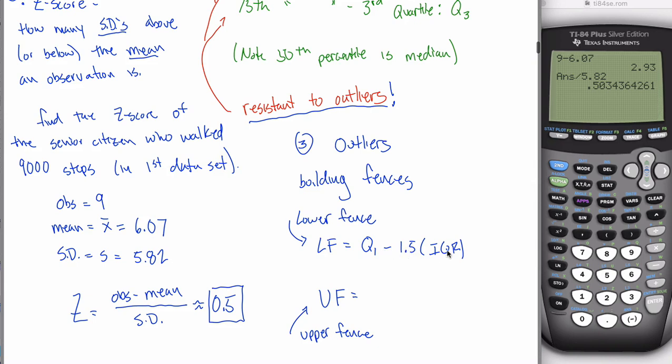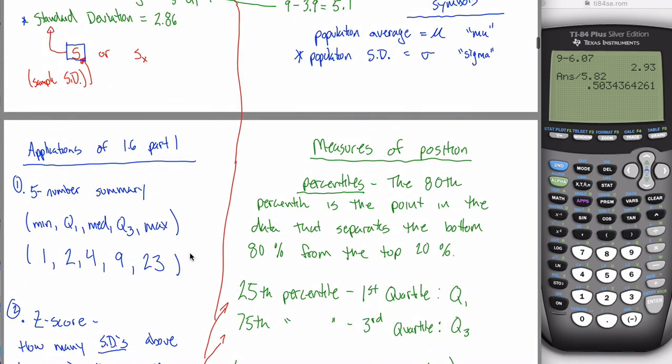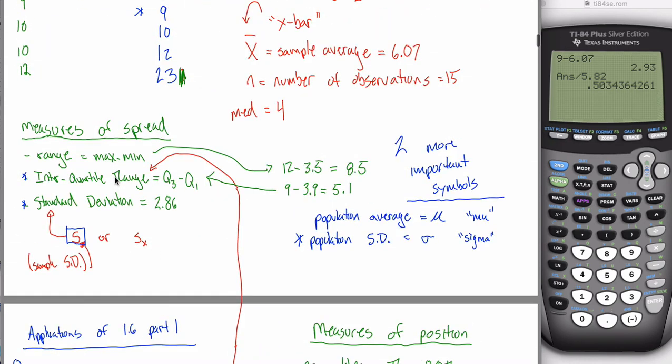We're going to subtract some amount based on how spread out the data is. And the measure of spread that we're going to use is the interquartile range as opposed to the standard deviation because we want a measure that's resistant to outliers.